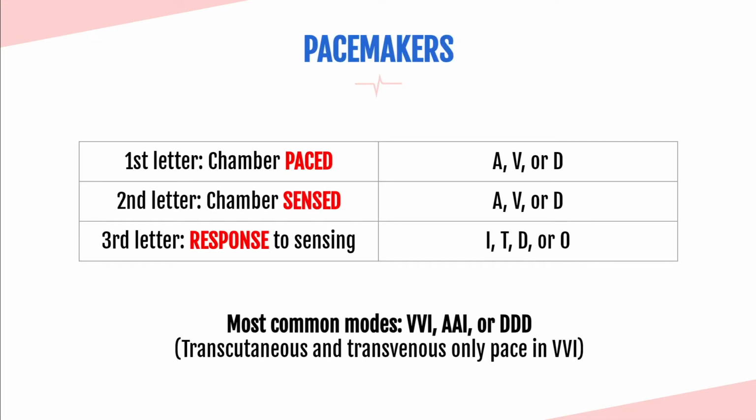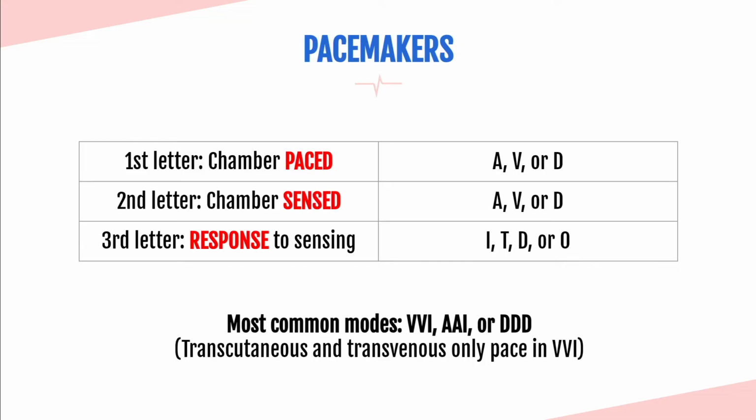Let's quickly go over the 3-letter code for pacemakers and the ones that we'll see the most. The first letter refers to the chamber that is paced. So this is going to be A for atria, V for ventricle, or D for dual, which means both the atria and ventricles. The second letter is going to be the chamber that is sensed. So second, sensed. And again, that will either be the atria, the ventricle, or both.